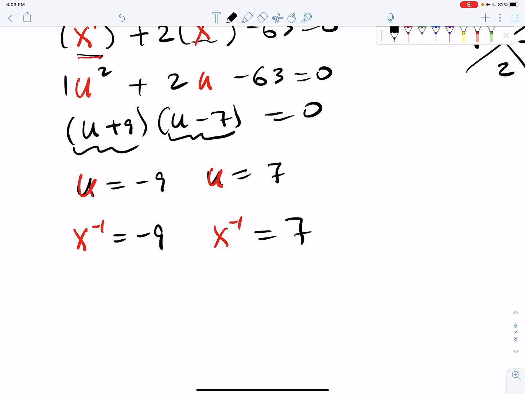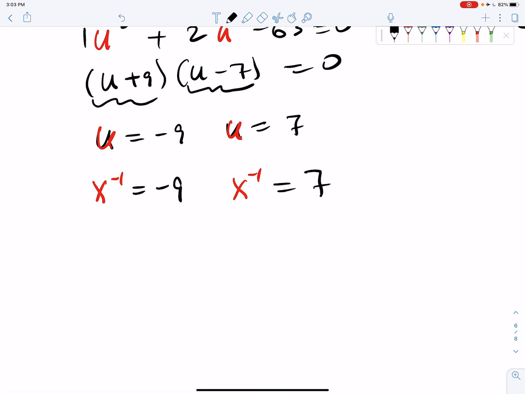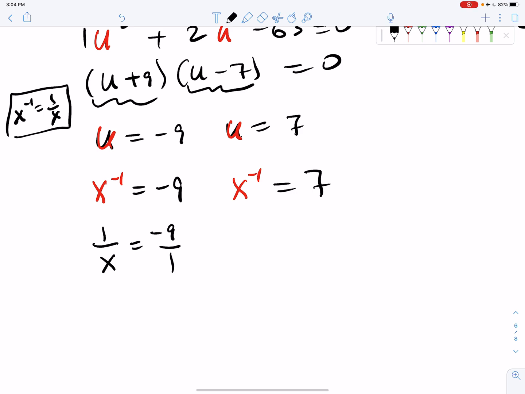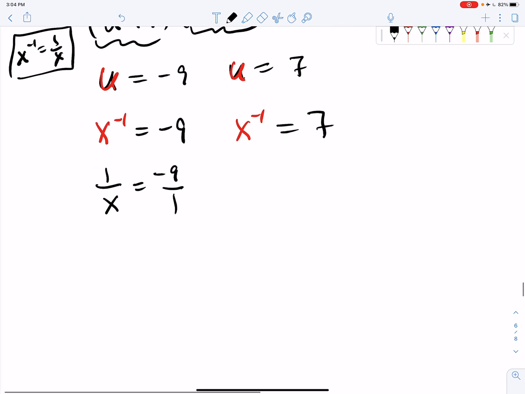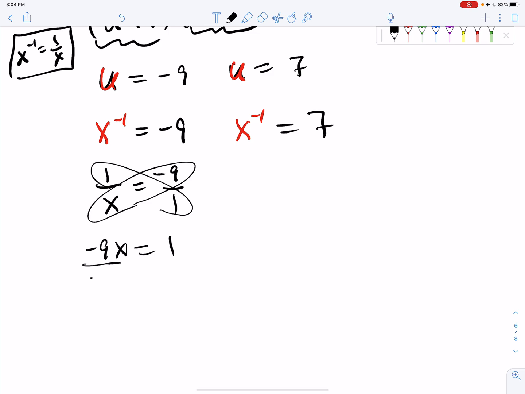I've got two ways to solve this. This first way, I'm going to realize that x to the negative first equals 1 over x, right? So that's a fact. So we can replace x to the negative first with 1 over x, and then we can solve this. Isn't it a proportion? Couldn't you cross multiply? So you get negative 9x, cross the other way, which gives you 1, divide by negative 9, and x equals negative 1/9, right? That's a possible way to do it.